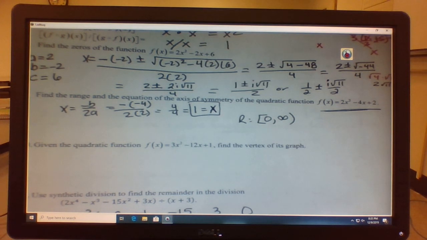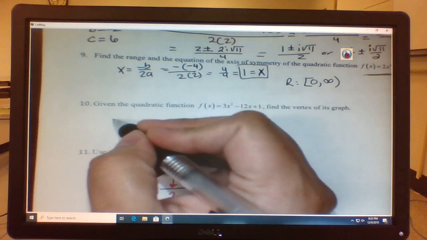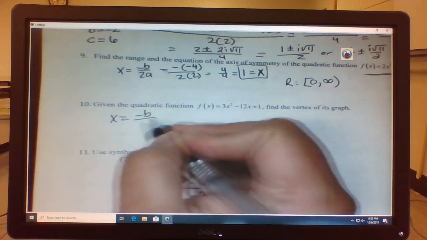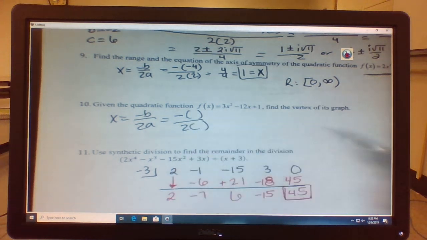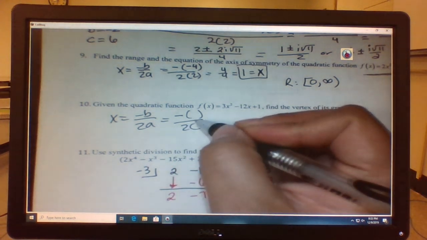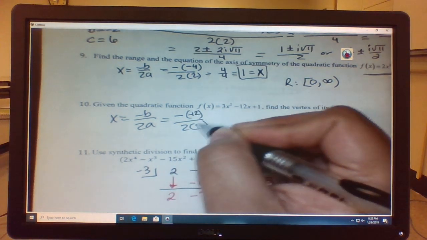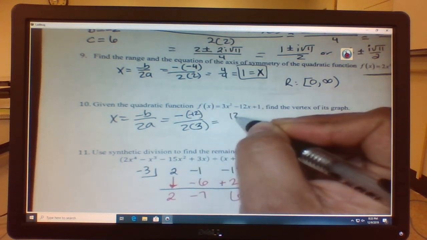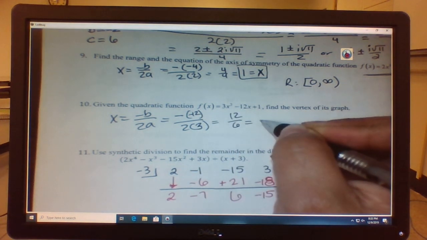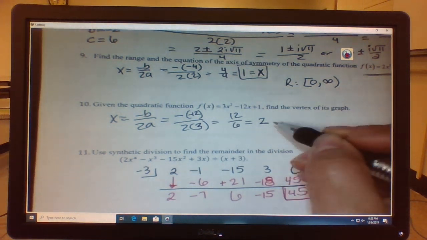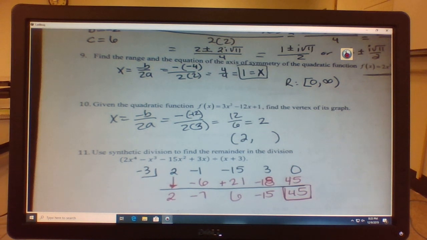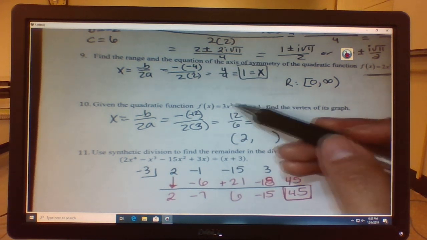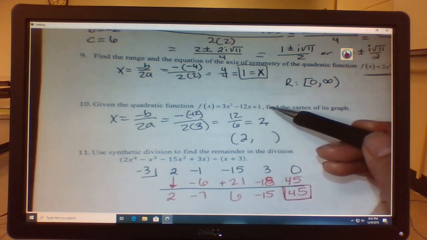Number 10, you're asking for the vertex. You do the same thing. X equals negative b over 2a. Who's your b? Negative 12 over 2 times 3, so it's 12 over 6, which is 2, right? Now remember, this is the x value of your vertex, but how do you find the y? Plug this into every x in there.